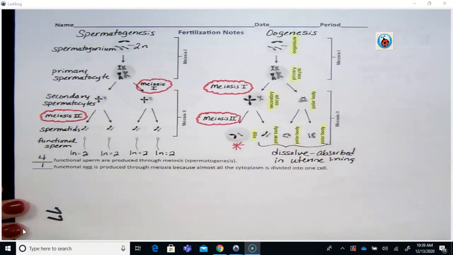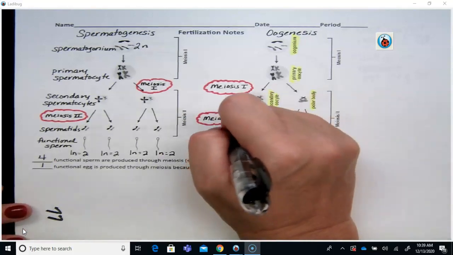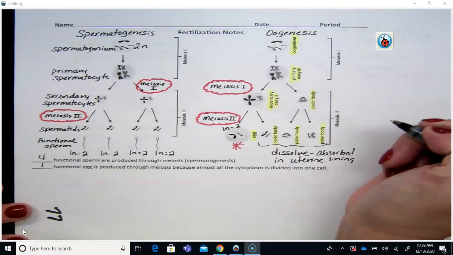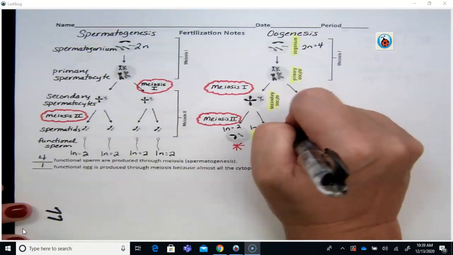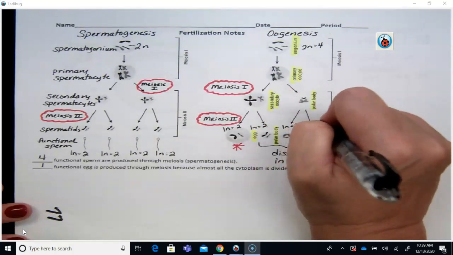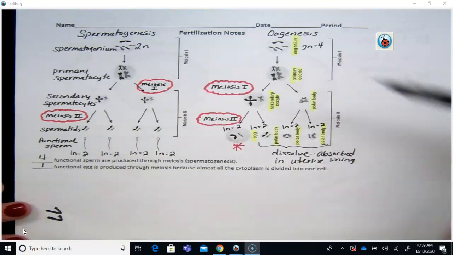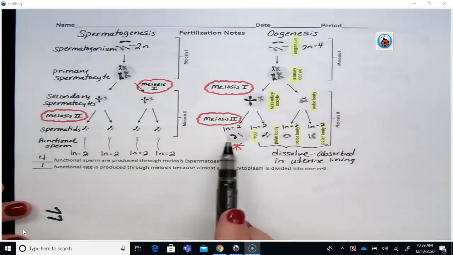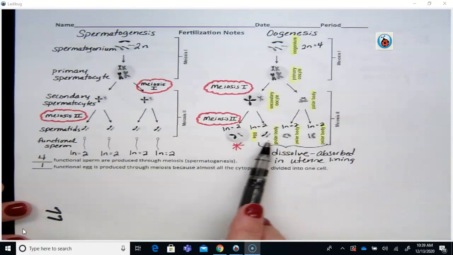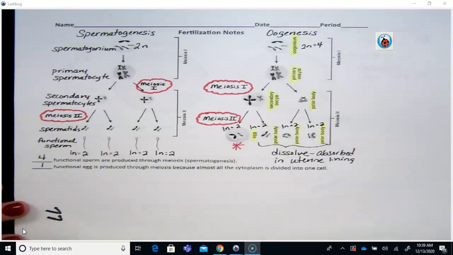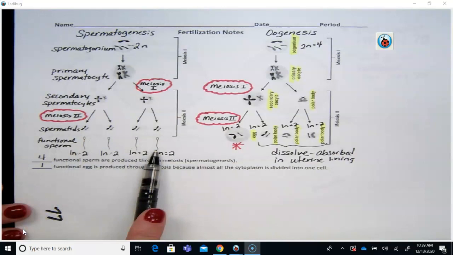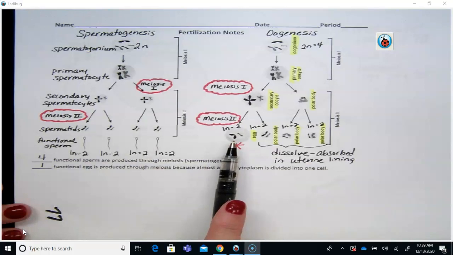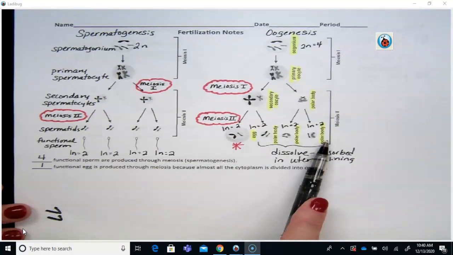Again, all of these cells are haploid. Okay, so we have, again, in this model organism, a haploid number of 2. This was a diploid number of 4. Again, if this was a human, our diploid number would be 46, and each of these cells, the egg and then the 3 polar bodies, would have a haploid number of 23. Now notice that in spermatogenesis, you get 4 functional sperm forming, but that's not the case in oogenesis. In oogenesis, you only get 1 functional egg and then 3 polar bodies.